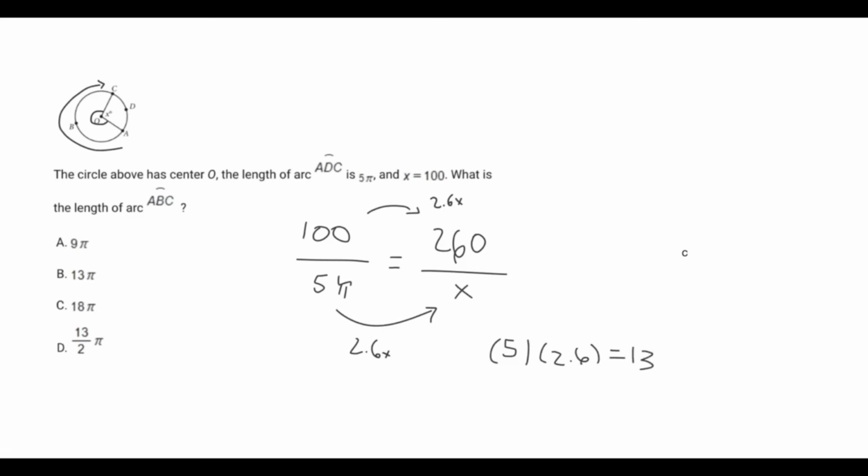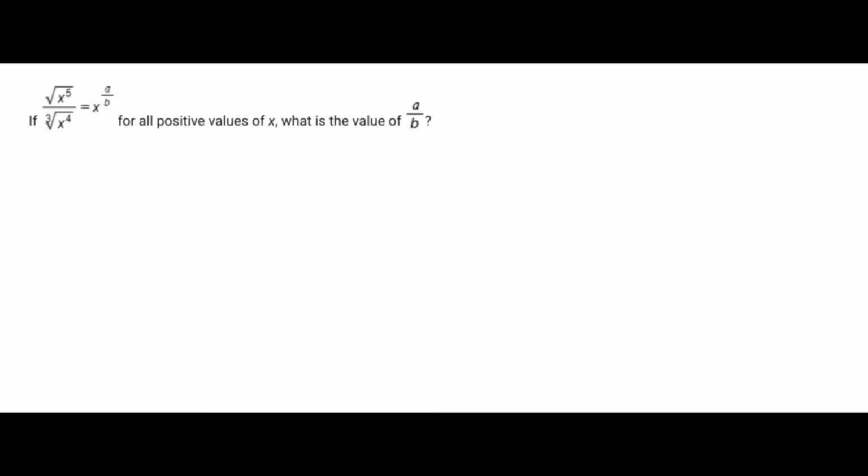And then we can just add the pi at the bottom, or next to it. So we get 13 pi as our final answer. If square root of x to the 5th over cube root of x to the 4th equals x to the power of a over b for all values of x, what is the value of a over b?